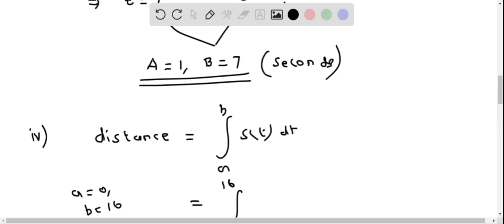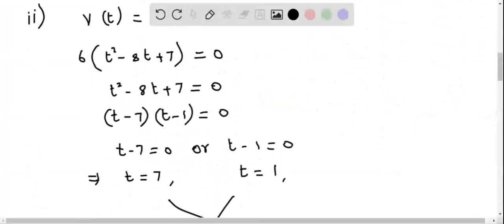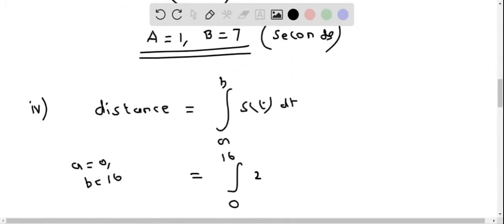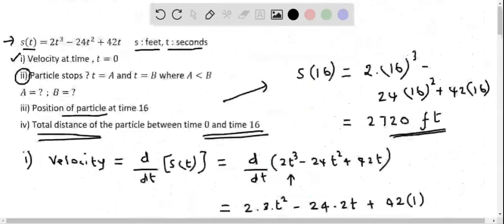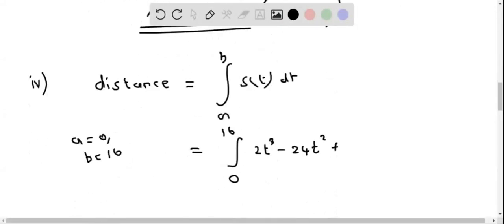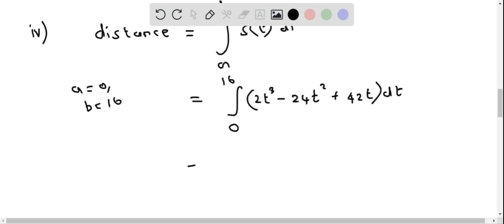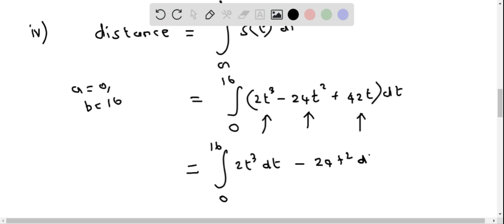and then I have to replace s(t), which is 2t cube minus 24t square plus 42t. So I have to integrate this and substitute the limits. This can be integrated by integrating each term one by one. I integrate this term, plus this term, plus this term, and do them one by one. So this is the integral from 0 to 16 of 2t cube dt minus the integral from 0 to 16 of 24t square dt plus the integral of 42t dt.